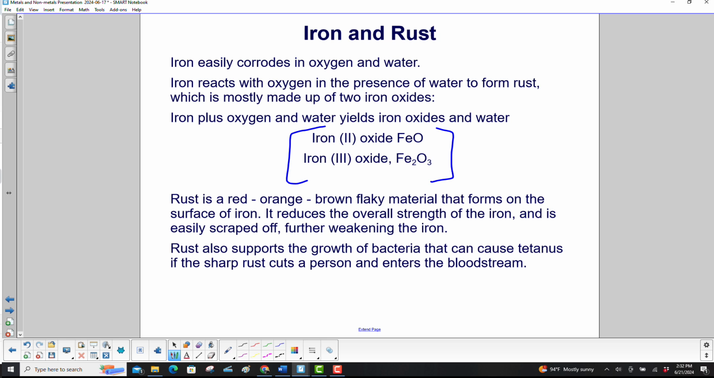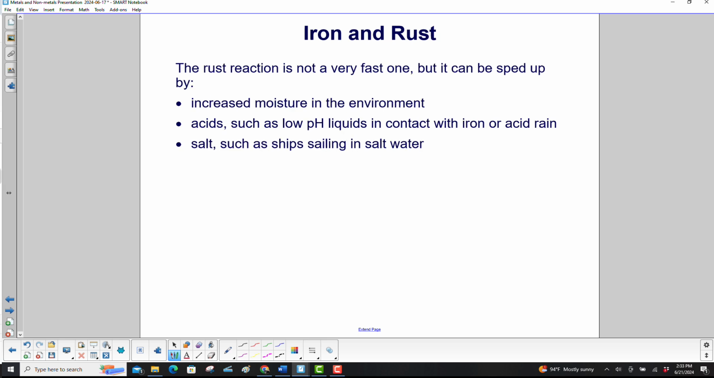Rust also supports the growth of bacteria that can cause tetanus if the sharp rust cuts a person and enters the bloodstream. The rust reaction is not a very fast one, but it can be sped up by increased moisture in the environment, acids such as low pH liquids in contact with iron or acid rain, and salt such as ships sailing in salt water.